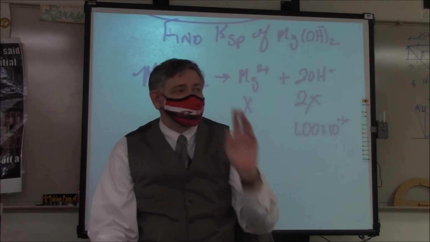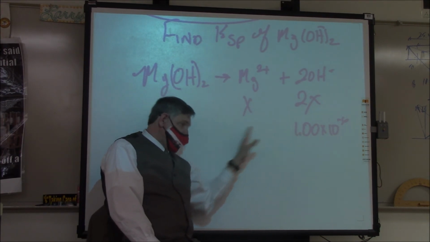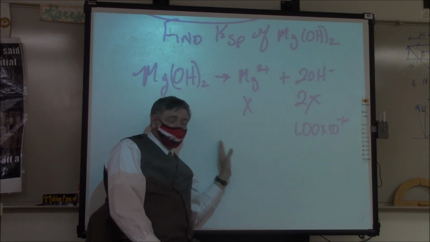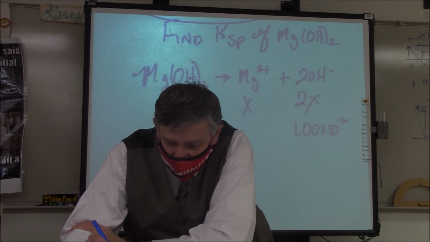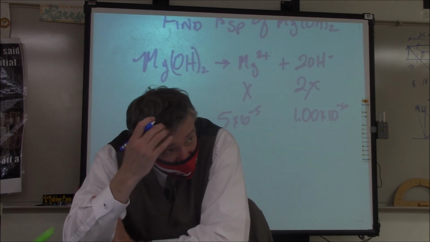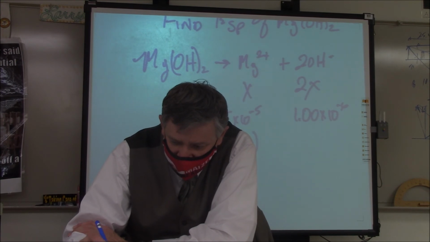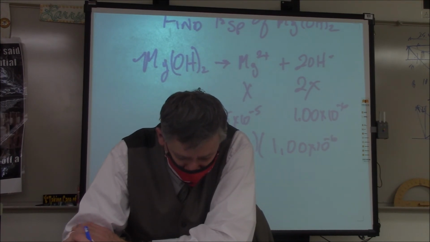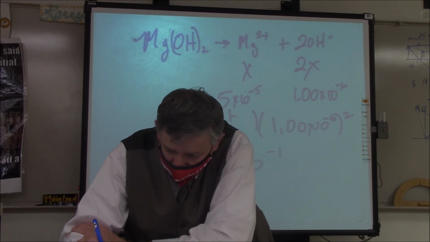Now, here's the question. Is my magnesium ion concentration twice that value or half that value? Half that value, because it's like a 2-to-1 ratio. So my magnesium ion concentration then is 5 times 10 to the negative fifth, right? So then my Ksp is going to be my magnesium ion concentration times my hydroxide ion concentration, but what do you have to do with that? Square it. So what do you get? 5 times 10 to the negative what? Negative 19.